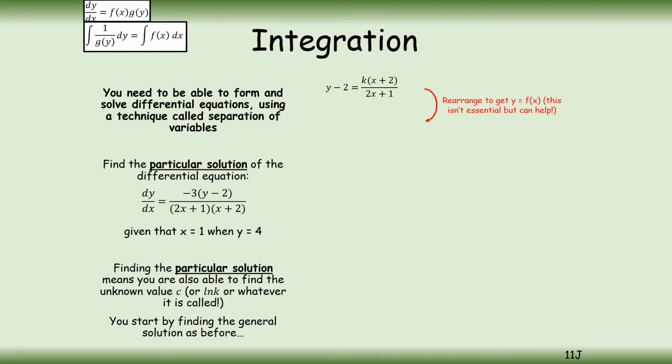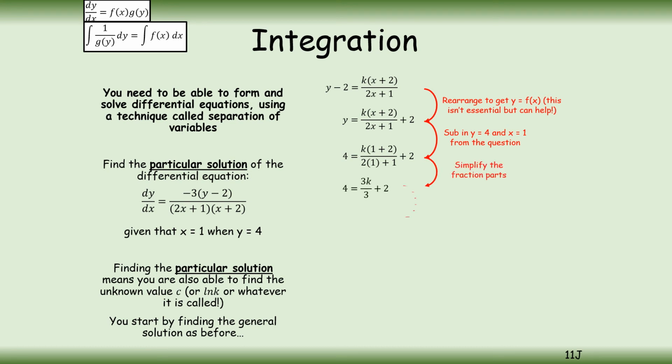So now, if we just take the minus 2 over, that would make y the subject. And we could substitute in the boundary condition, x equals 1, y equals 4. And if you tidy that up, we get k equals 2.